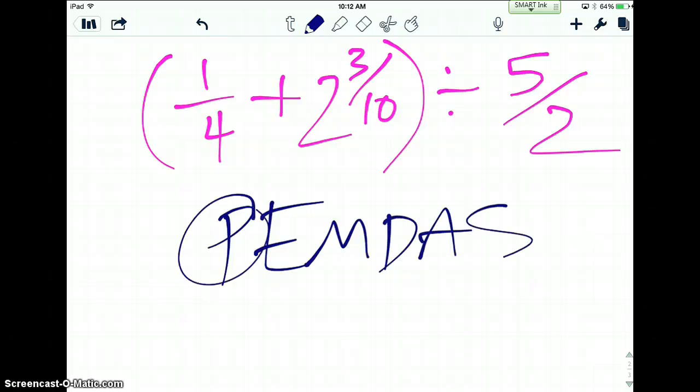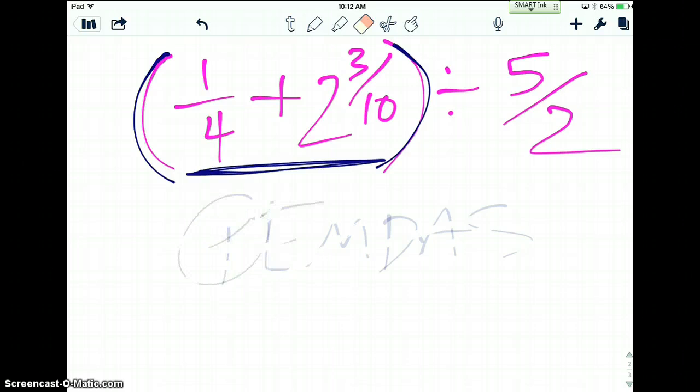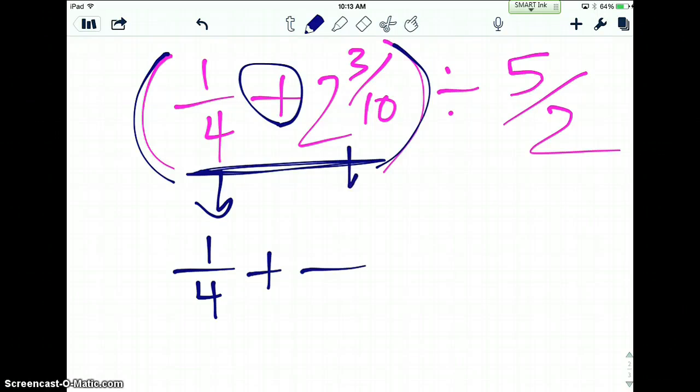We start with parentheses. And we have parentheses, and we don't just have a number, we have 2 numbers being added. So we need to do that first. Alright, so, okay, how do we add 1/4 and 2 3/10? Well, in order to add them, my advice is to make them both improper. Well, this one's already a fraction, so I'm going to keep that the same. And then I'm going to convert this one just to be safe. The denominator is 10. To get the numerator, 10 times 2 is 20, plus 3, 23.